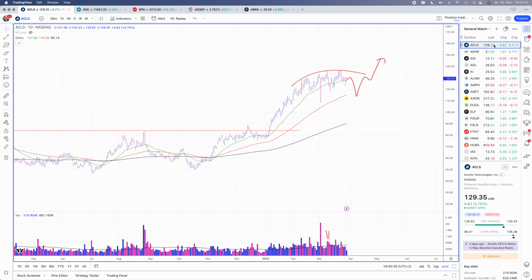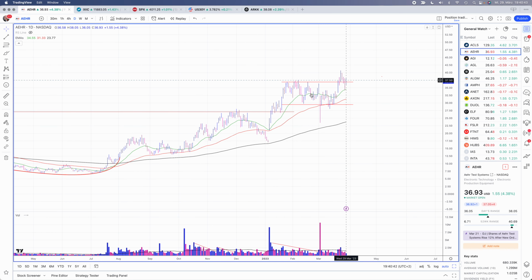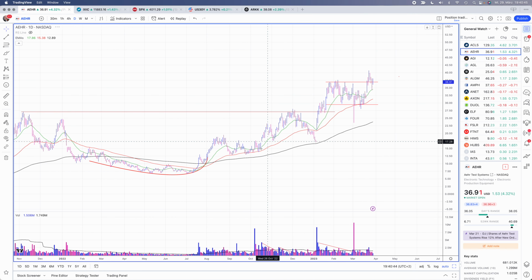So that's the case with ACLS, for example, ALGM, what we observe here, and we also traded it here on the way up. We have some other semiconductor stocks on the watch list. AR is something we also traded here on the way up, but this stock is so choppy.